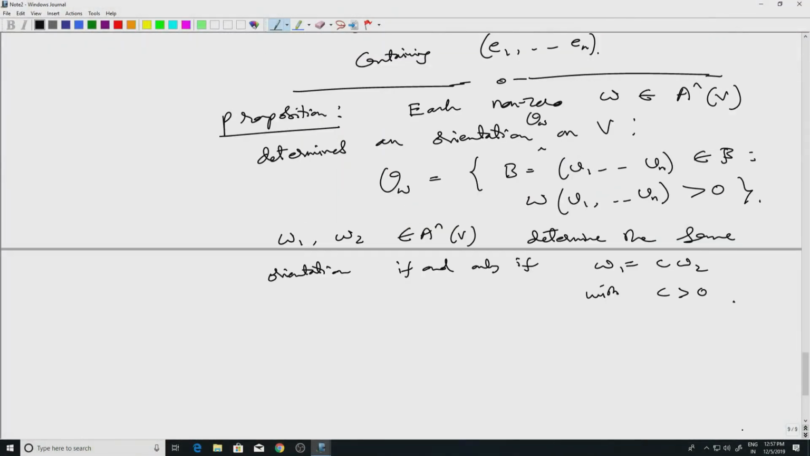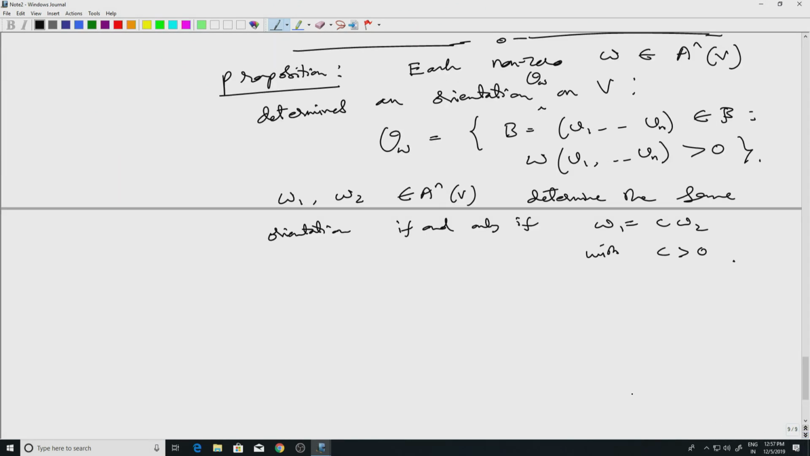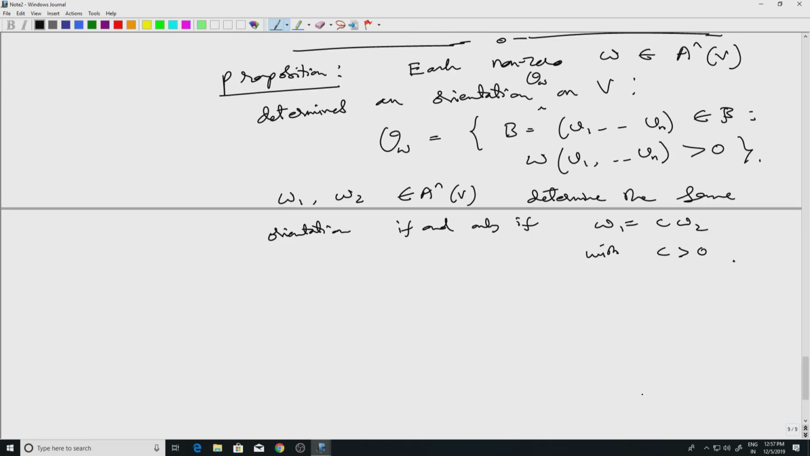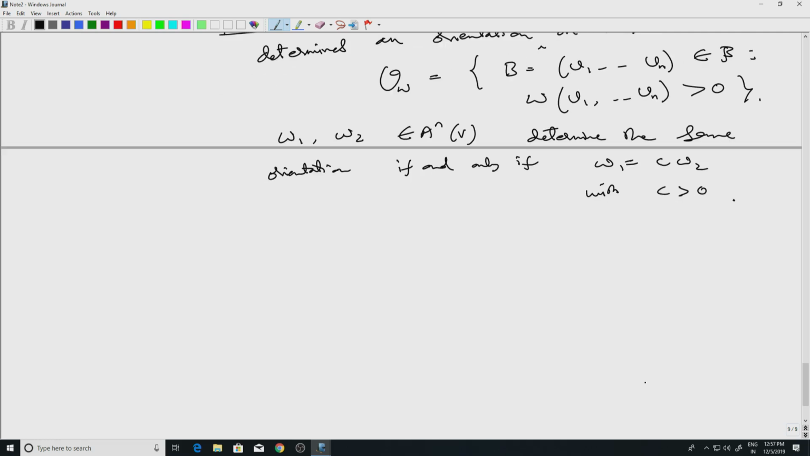So let's resume at the point where I had stopped last time. I wrote down this small proposition which says that if you are given a non-zero n-form, then that gives an orientation on V, and we have a statement saying when they give the same orientation.